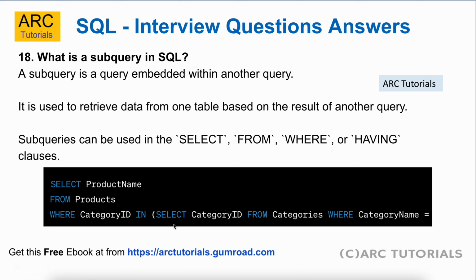In this case, first it will execute select category ID from categories where category name equal to XYZ, and then that result will be run against the outer query or the parent query. So subqueries are always nested inside the parent query. The result is taken and compared in the where condition.